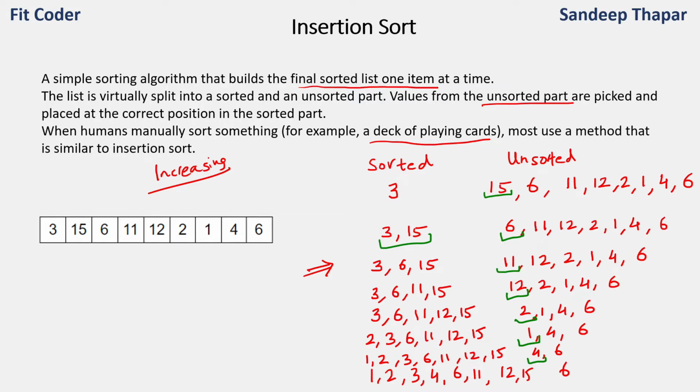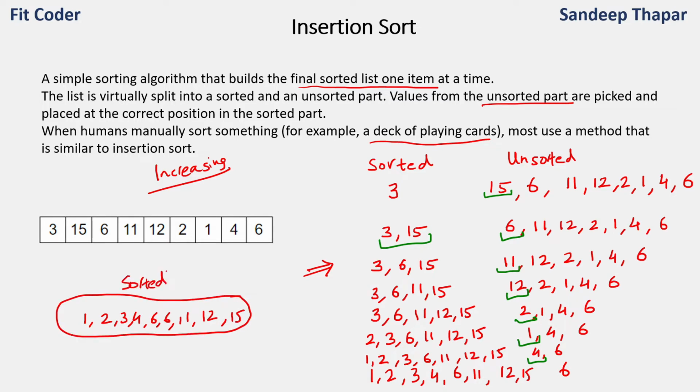And in the unsorted part, we are left with the last element, which is 6. So 6 will come between 6 and 11. The final array that we'll get is sorted. All the elements are now in the sorted part and the unsorted part is empty. In each iteration, we pick an element from the unsorted part and place it in the correct position in the sorted part. That is how the insertion sort algorithm works.